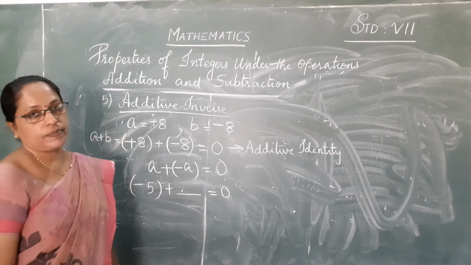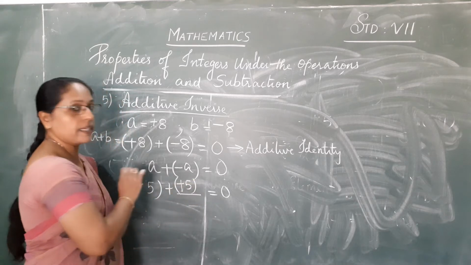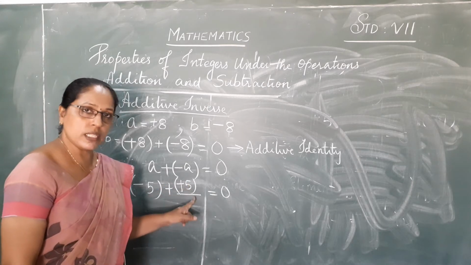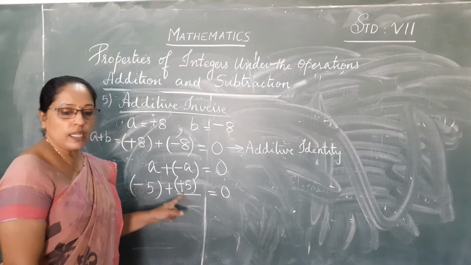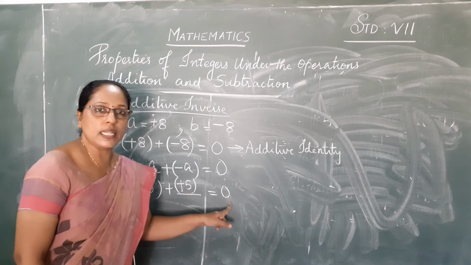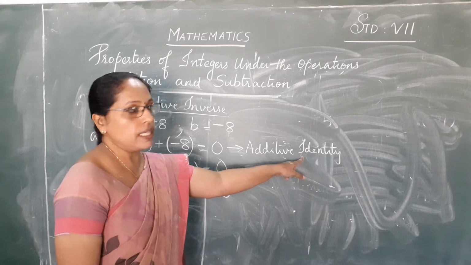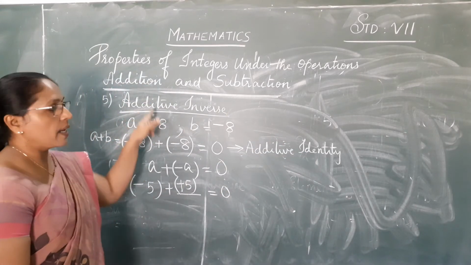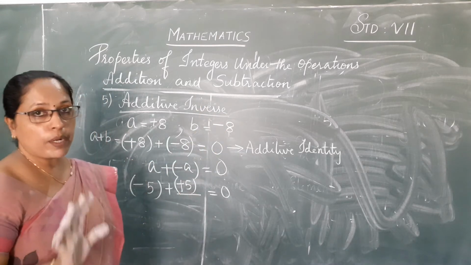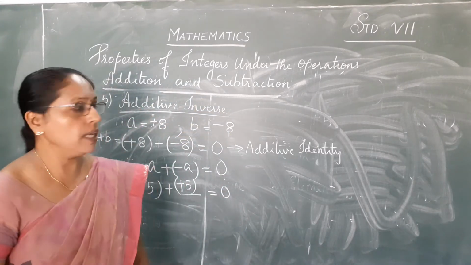Now tell me, negative 5 plus dash equal to 0. What do you feel here? Yes, negative 5 plus positive 5. Right? So, negative 5 is called the additive inverse of positive 5 and positive 5 is called the additive inverse of negative 5. And when you add these two numbers, the answer is 0. What do you call 0? 0 is known as additive identity, and this property is known as additive inverse property. Okay. So, we have learned 5 properties. Based on these 5 properties, I am going to show some questions.